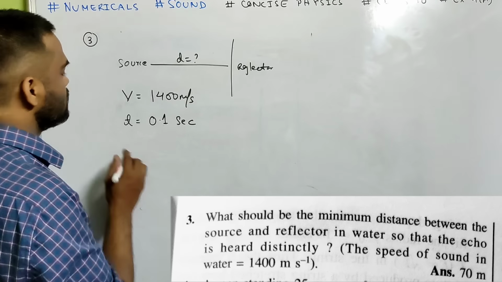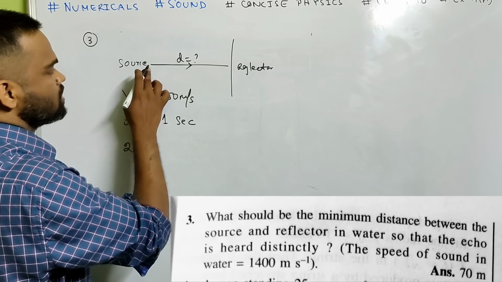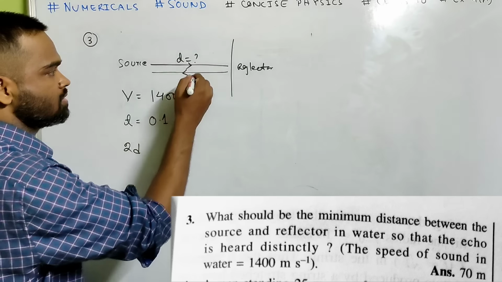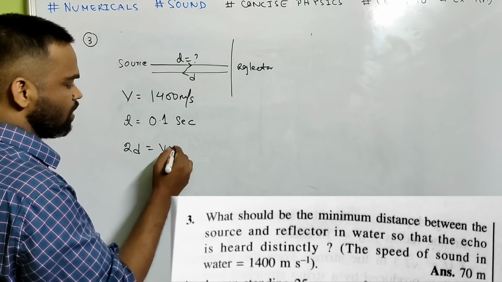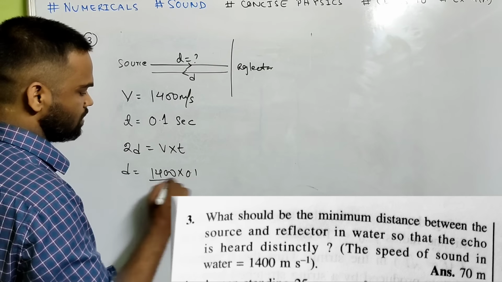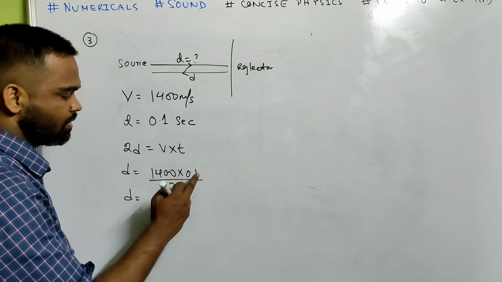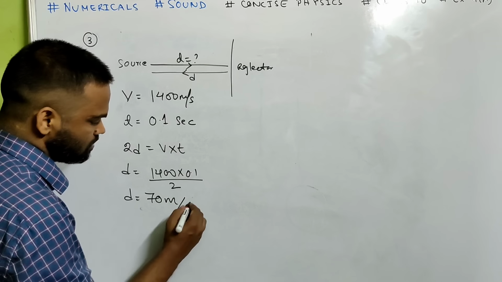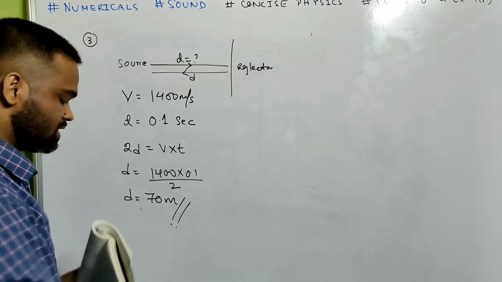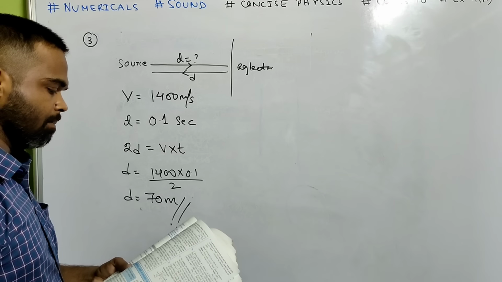Isn't it? So, what is 2d? Because the sound wave travels from here to here d distance and then again comes back d distance. So it's 2d. So total distance is velocity into time. So d is velocity into time by 2. So d is what? 1400 by 2, 700 into 0.1, 70 meter. So the distance should be at least 70 meter to hear an echo distinctly. Done? Sure.